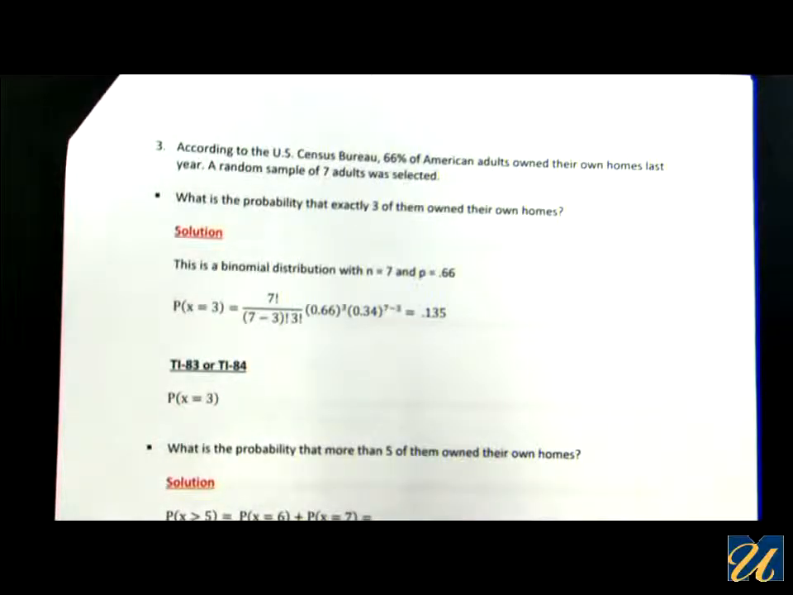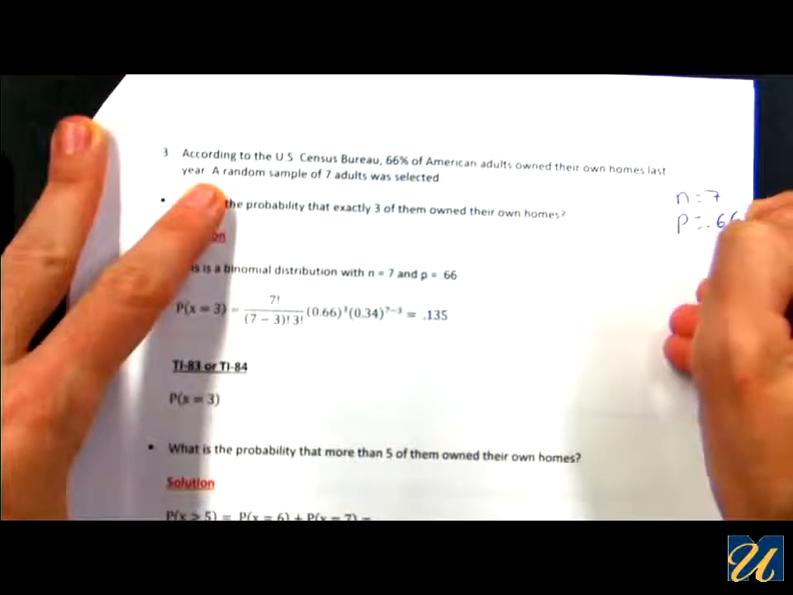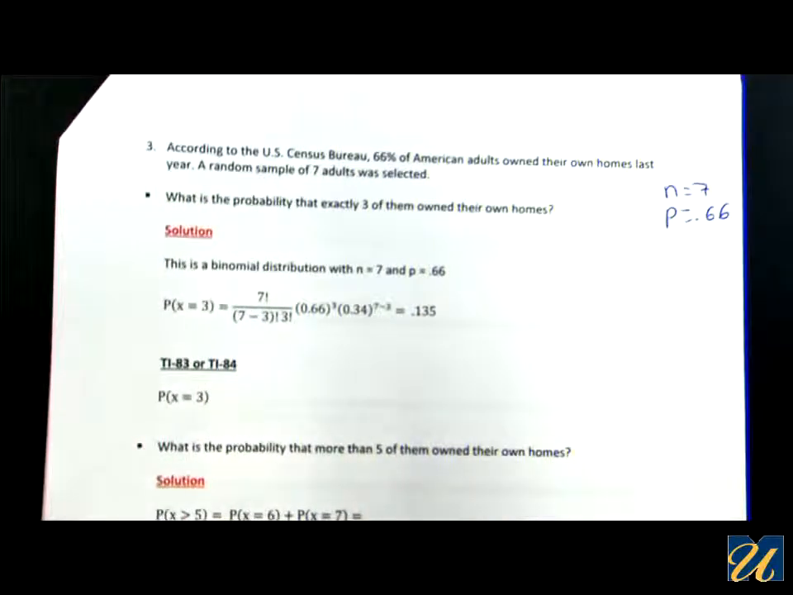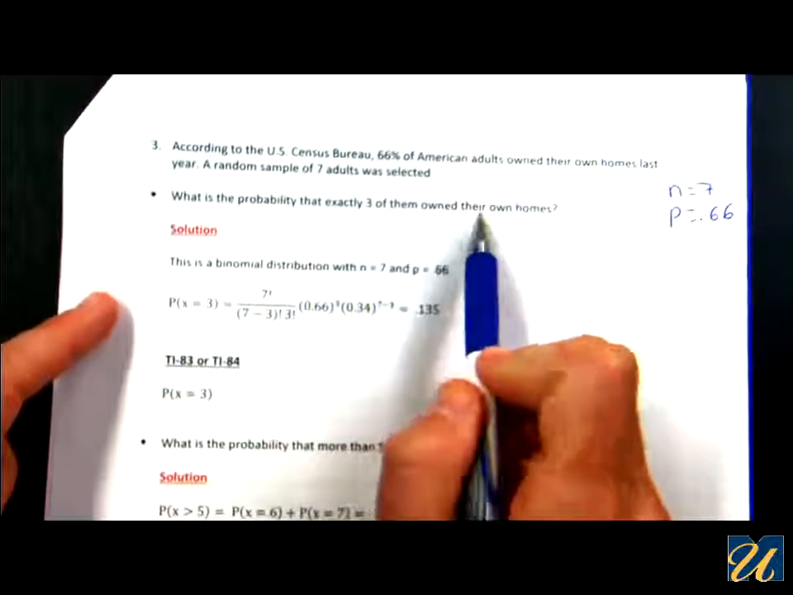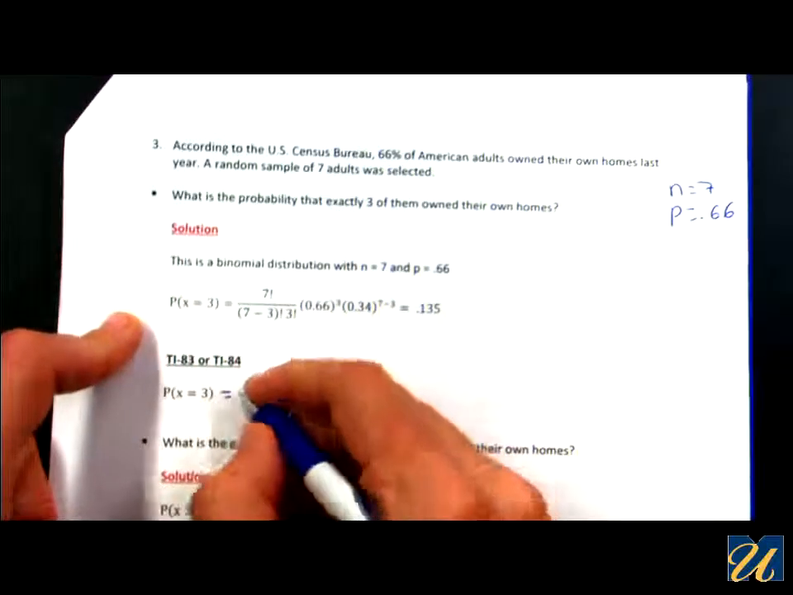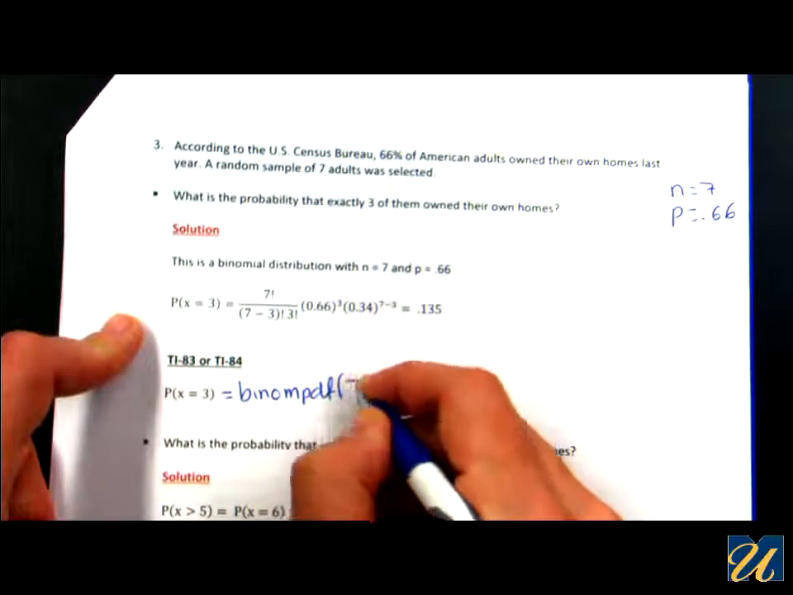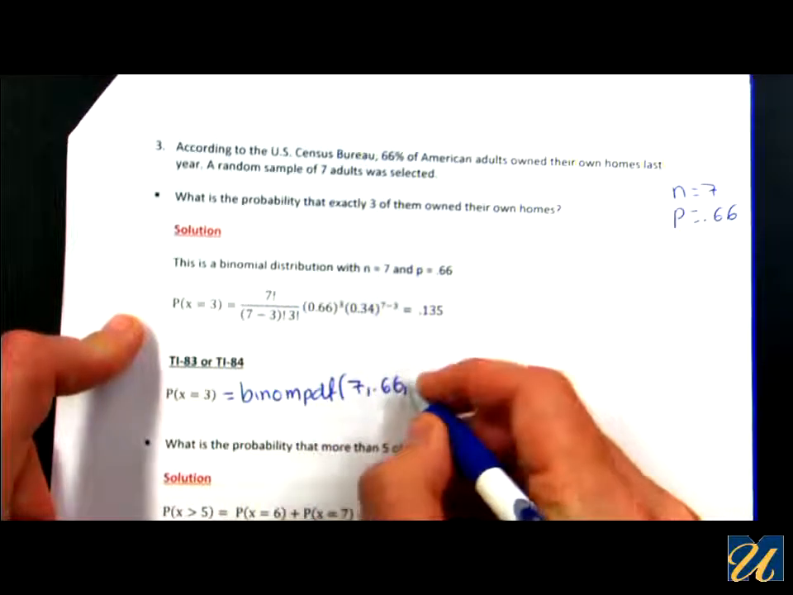Now, according to the U.S. Census Bureau, 66% of American adults owned their own homes last year. A random sample of 7 adults was selected. So once again, we know that we have binomial. N is equal to 7, P is equal to 0.66. What is the probability that exactly 3 of them own their own homes? I'm giving you the formula, and with your graphing calculator, you will do binomial PDF N, comma, P, comma, X.